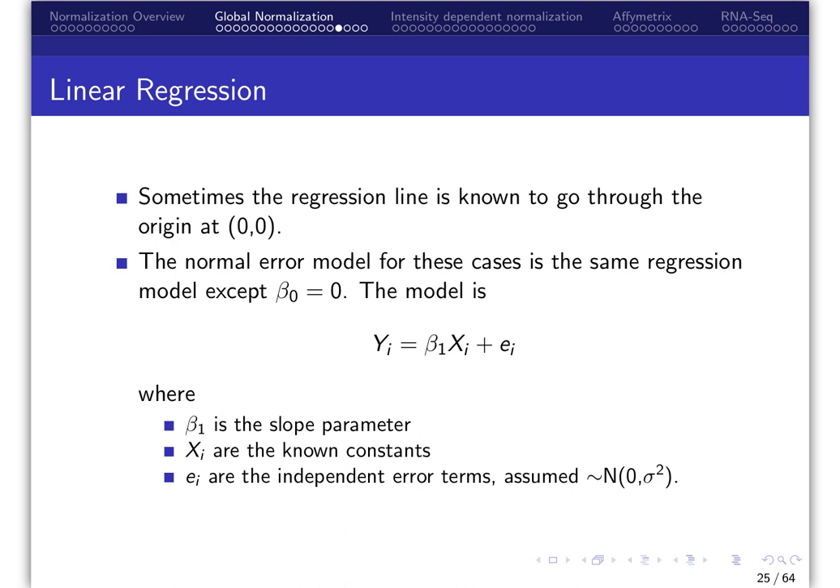Sometimes the regression line is known to go through the origin at 0, 0. For example, global normalization for custom spotted arrays assumes there is a linear relationship between the red and green intensities and that the linear relationship goes through the origin. The normal error model for these cases is the same regression model, except now beta naught is equal to 0. Thus, the regression model is given by this equation where beta 1 is the slope parameter, x sub i are the known constants, and epsilon sub i are the independent error terms assumed to follow a normal distribution that has a mean of 0 and a variance of sigma squared.